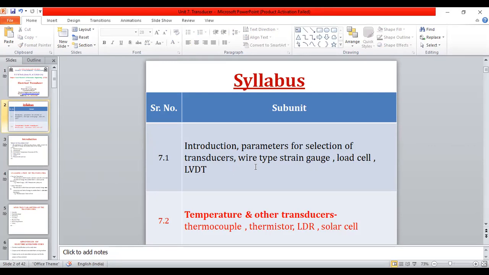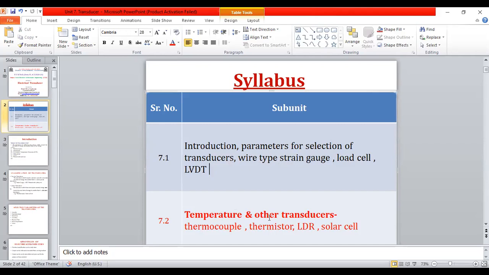Next, the strain gauge. A strain gauge is something like a piezoelectric sensor. Then the load cell, and the linear variable differential transformer, which is LVDT. These three devices we are discussing in the first part.